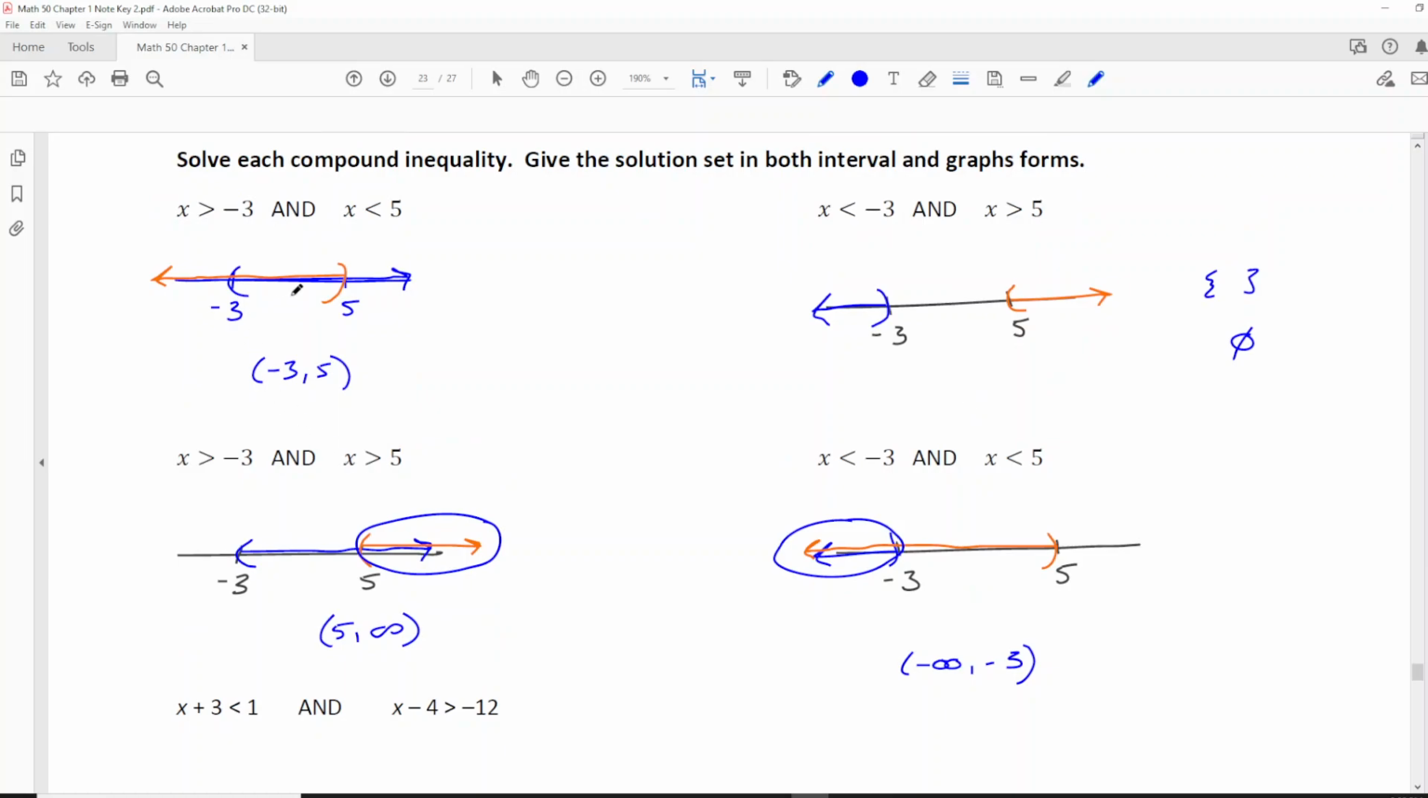So these are my 4 scenarios for "and." In the first scenario, the arrows were going in opposite directions, so it was a sandwich. All the numbers between -3 and 5 were the solutions.